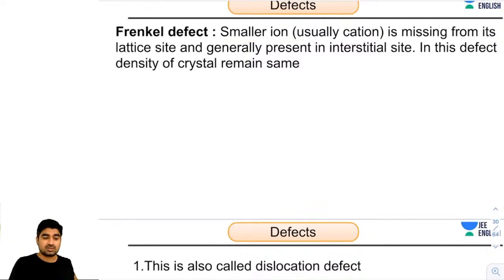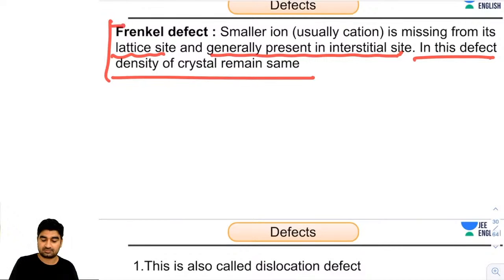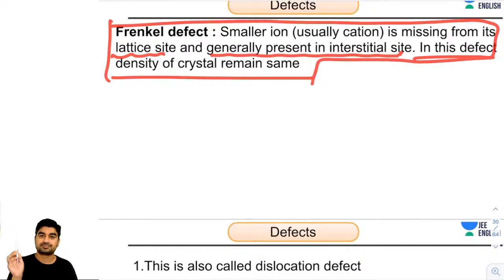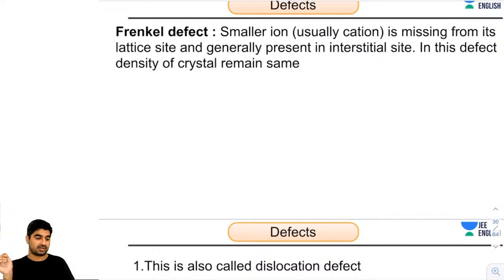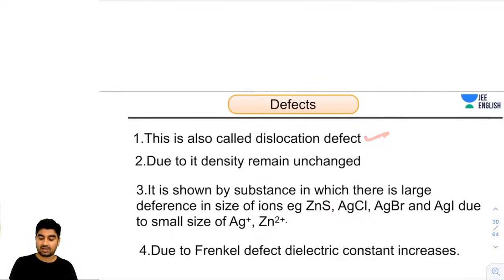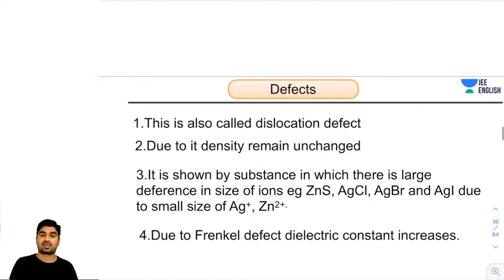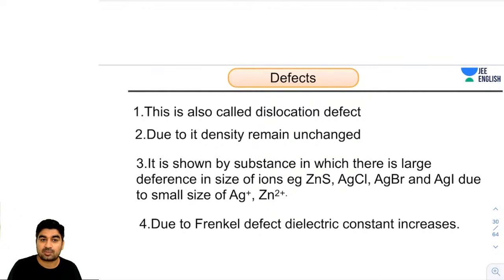Smaller ion, usually the cation, is missing from its lattice site and generally present in an interstitial site. In this defect, the density of the crystal remains the same, right? This is also called dislocation defect. Due to it, density will remain unchanged, and this defect is shown by these ions. Why? In Schottky defect, I was telling you, guys.